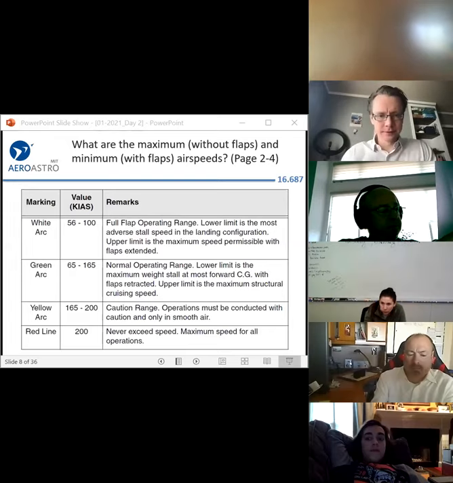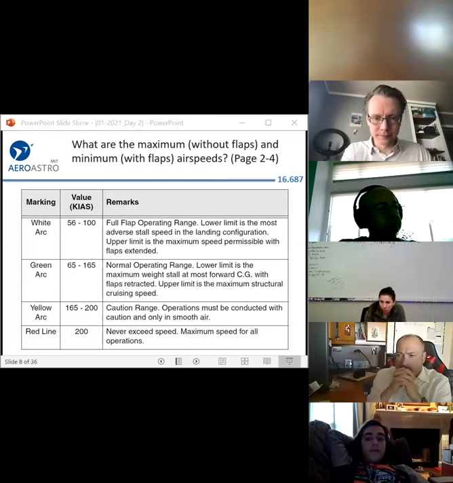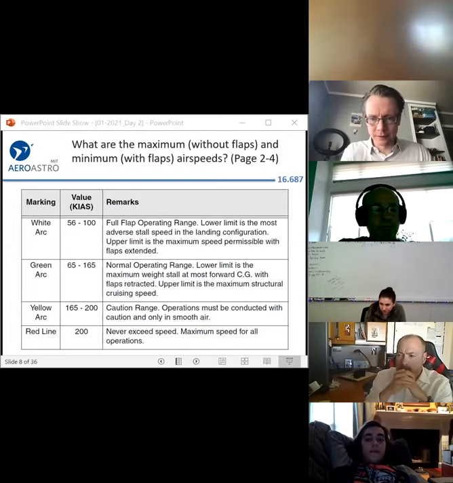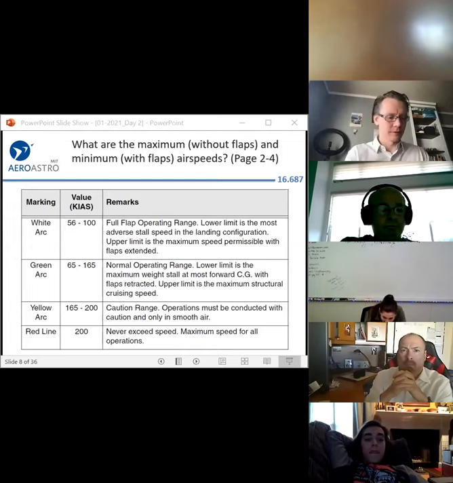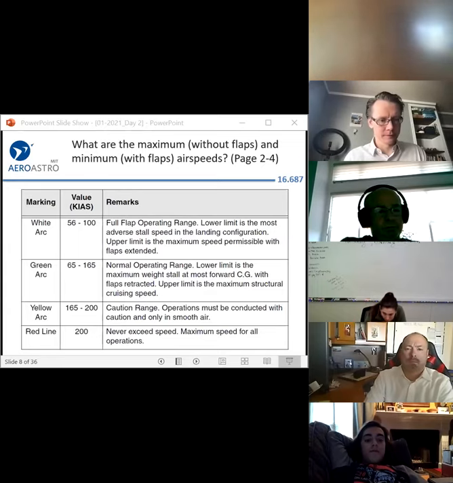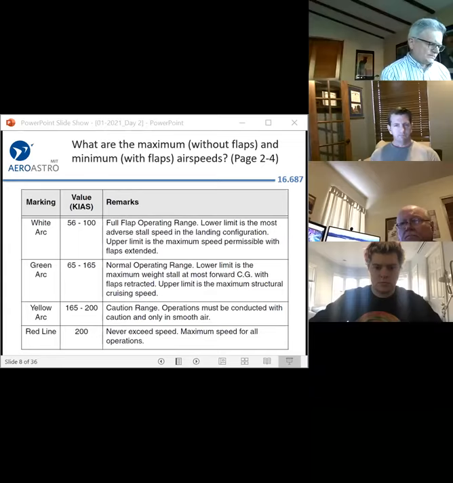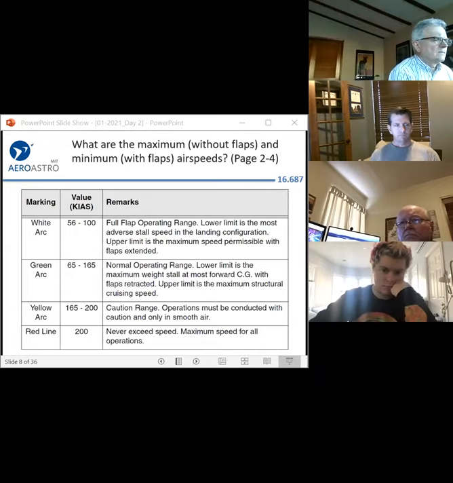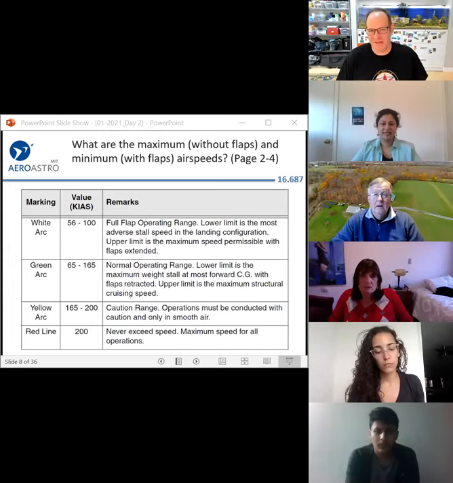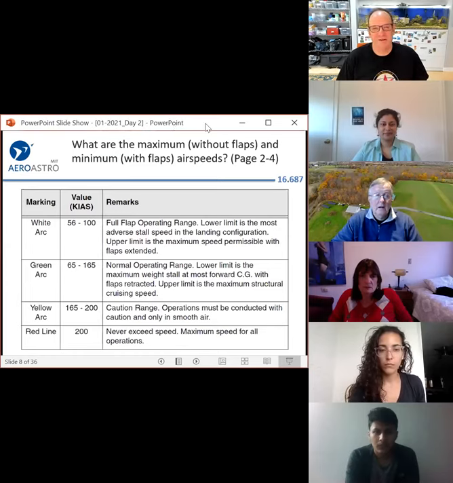The maximum speed here, as you see, is 200 indicated. You can't really tell what the true airspeed is without a bunch of calculations, and you can't necessarily tell what your calibrated airspeed is. As a pilot, we always talk about indicated airspeed because that's what's shown on your airspeed instrument. So basically 56 is the slowest you can fly with full flaps, and 200 is the fastest you can fly without flaps. Tina, you can go next. Any questions about that one, actually?